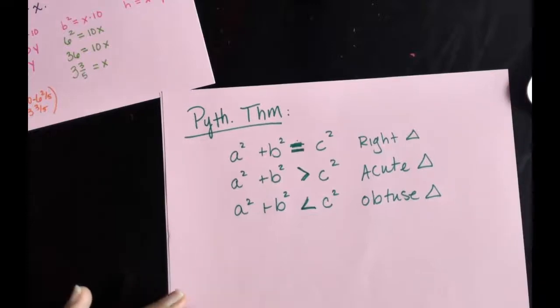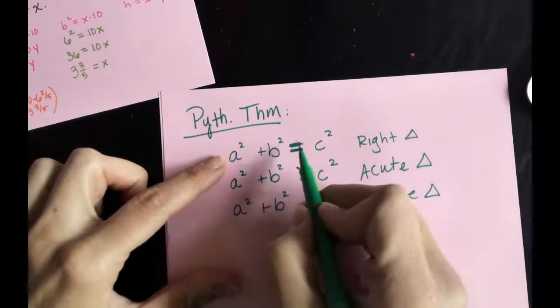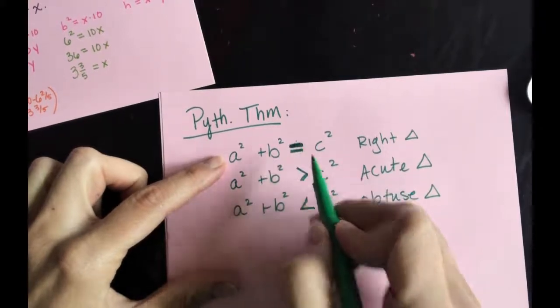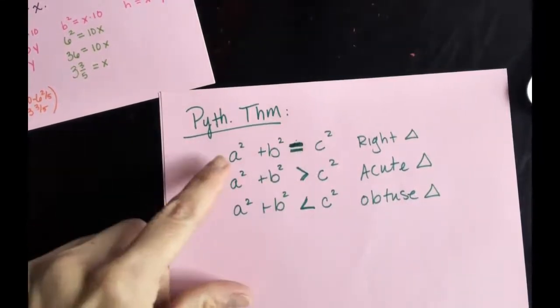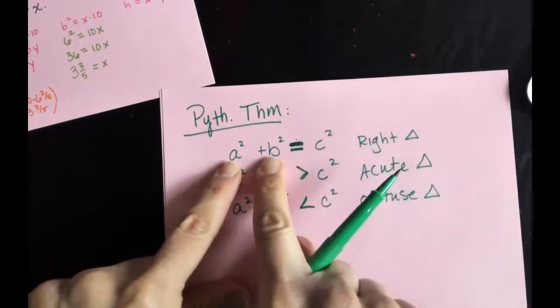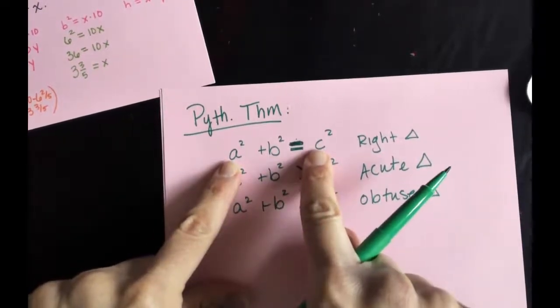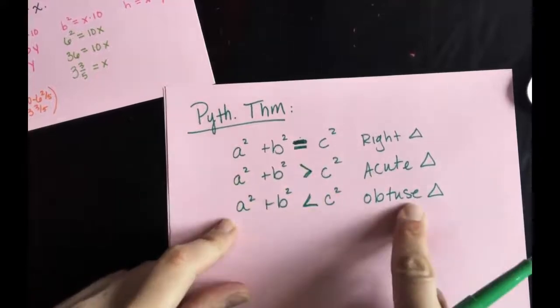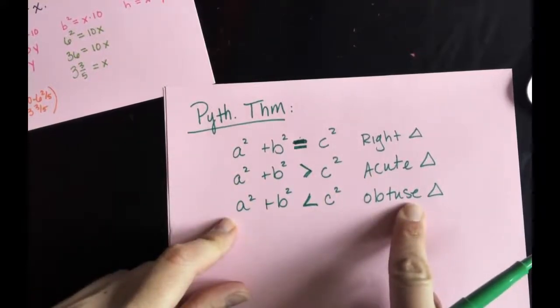And part of the questions are going to have you going back and asking either what kind of triangle, or is it a right triangle? Well, is it means do they equal each other? Does this side added together equal that side? If not, we should be able to tell if it is obtuse or acute.